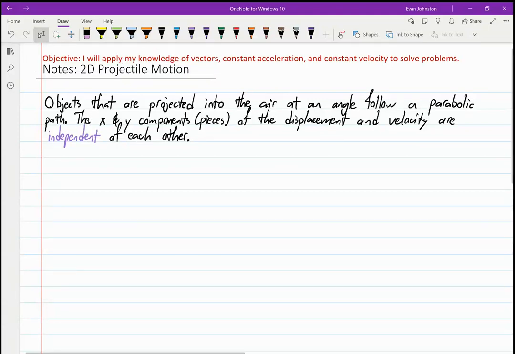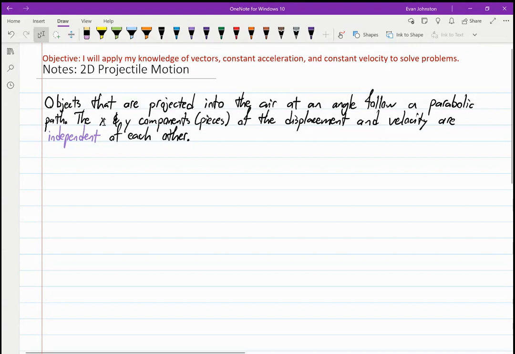And here's the weird thing. The x and y components, or the pieces, of the displacement and velocity are independent of each other. So what does that mean? That really means that the x displacement is separate from the y displacement. They're not going to affect each other, as odd as that sounds. No matter how far something moves in the x direction, that doesn't affect how much it moves in the y direction. Those are split from each other.